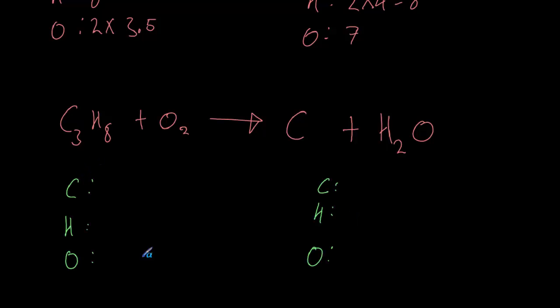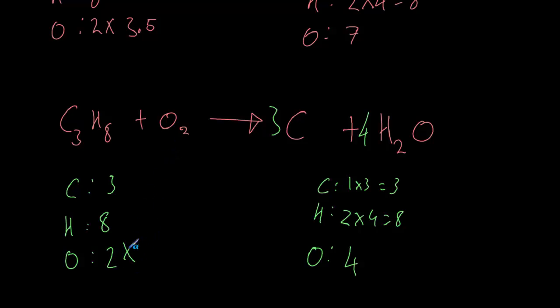So we need to balance the carbons, hydrogens, oxygens. 3 carbons here means we need 3 carbons on the right hand side. Hydrogens, we have 8 again, and so we need 4 waters because 2 times 4 equals 8. And finally we need to balance the oxygens. Well, we have 4 oxygens because of the 4 waters, and we only have 2 oxygens on this side, so we need to times that by 2 to get to 4. So in this case we only need 2 oxygens to balance there.